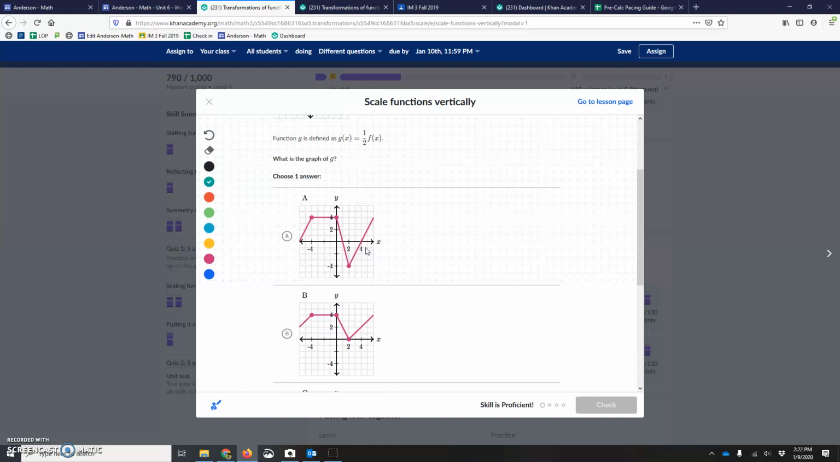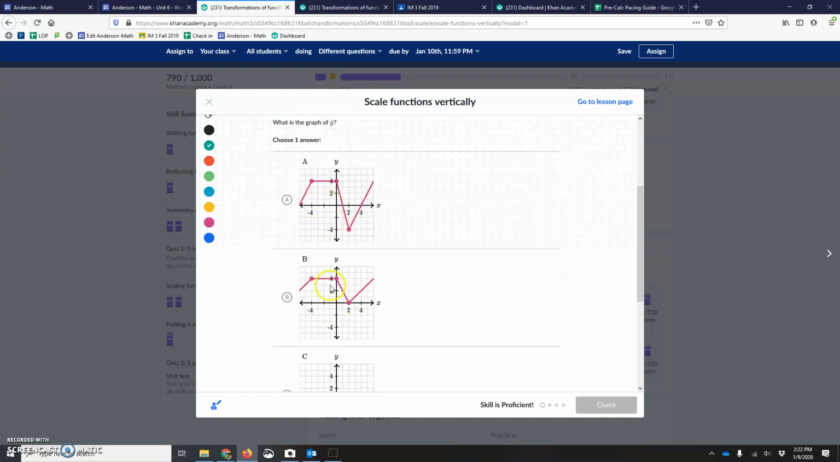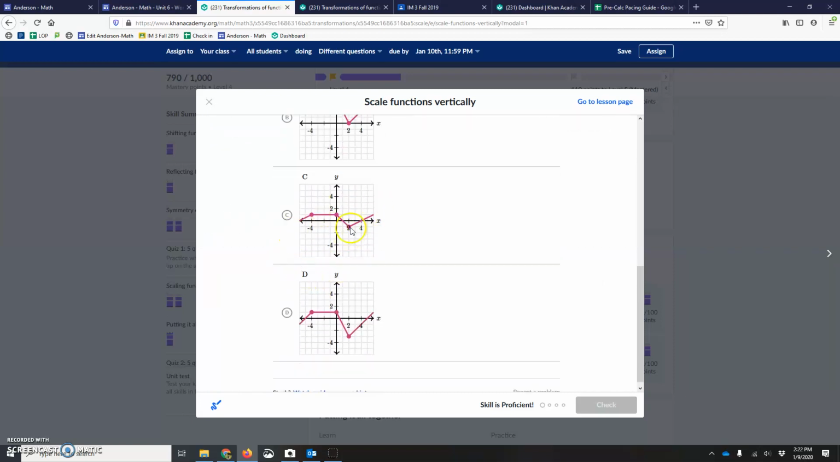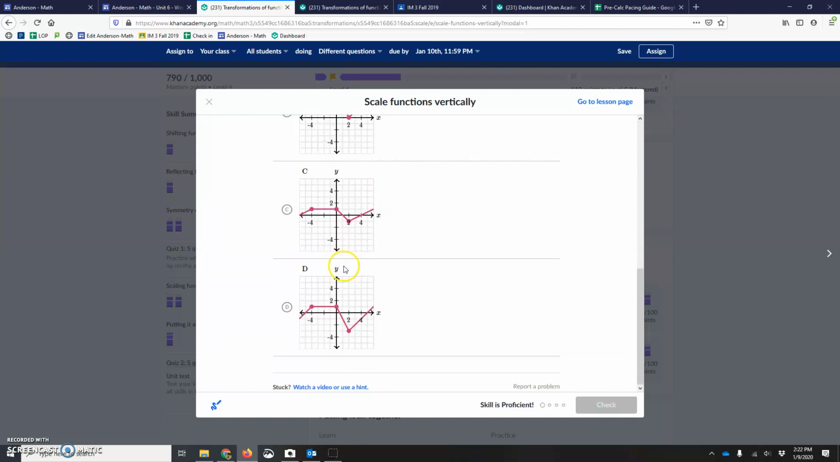And it looks like it's going to be C. This is a bigger one. This, they just moved it up. C looks exactly like it. This one's close, but this goes down too far. See how this matches? This 2 goes to 2. Actually, 2 goes to 3. This goes way too far down. It's going to be C.